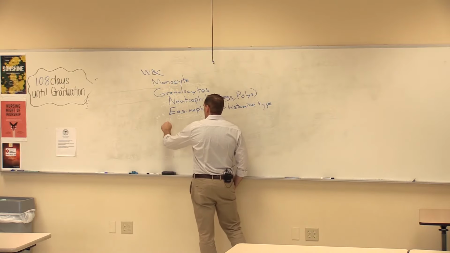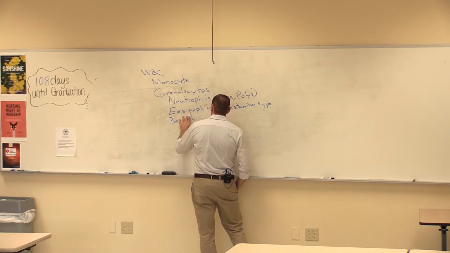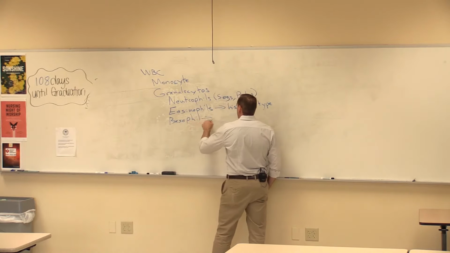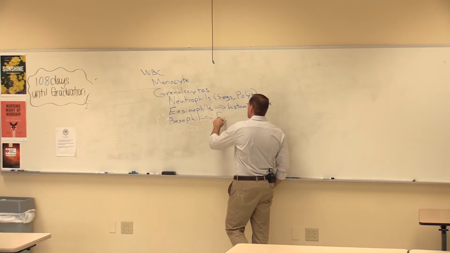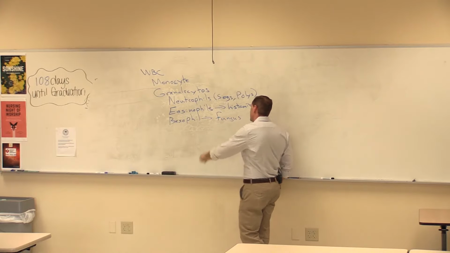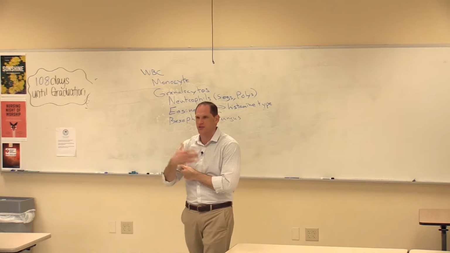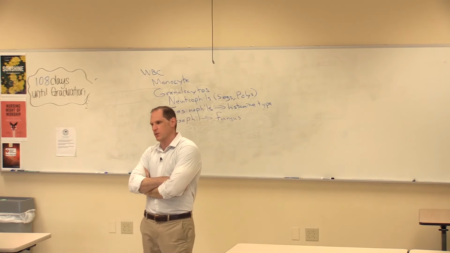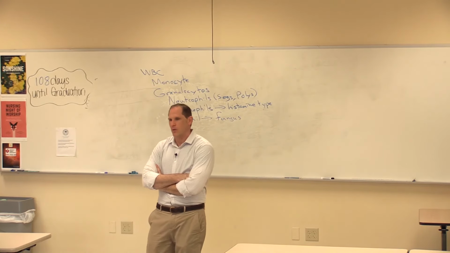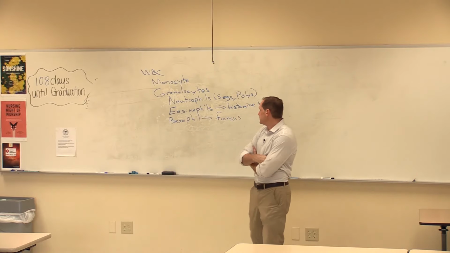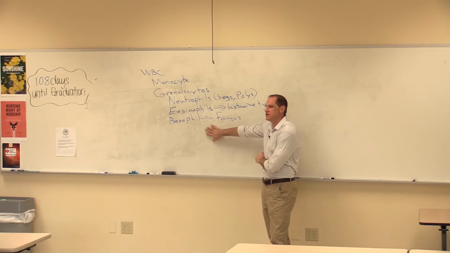And then the last granulocyte is called a basophil. And these are primarily against fungus. These are the lowest number of the white blood cells, usually only about 1% of the white blood cells are basophils. Now, one of the things about these basophils and eosinophils is they don't just live in the blood.